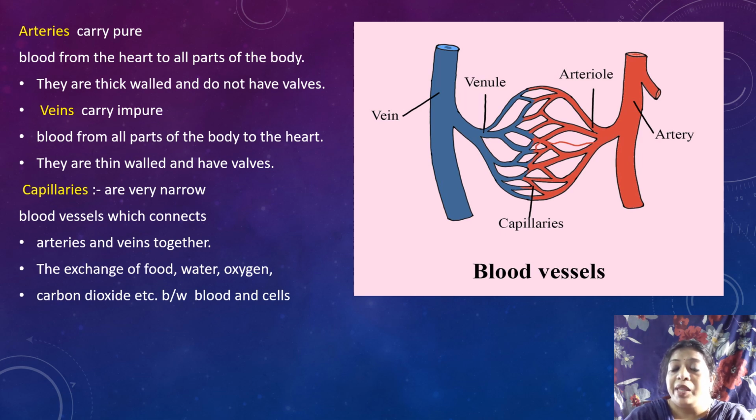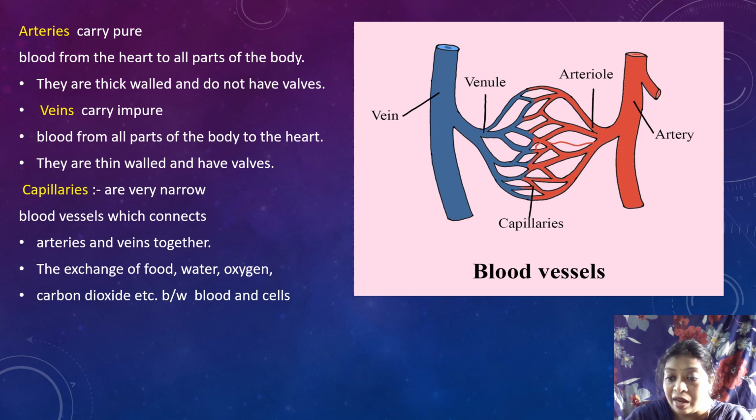Next one will be the veins. The veins carry the deoxygenated blood, in other words, the impure blood. So where does it carry? The impure blood is the blood from the other parts of the body to the heart, because since the vein carries the impure blood, it will enter from the superior vena cava.